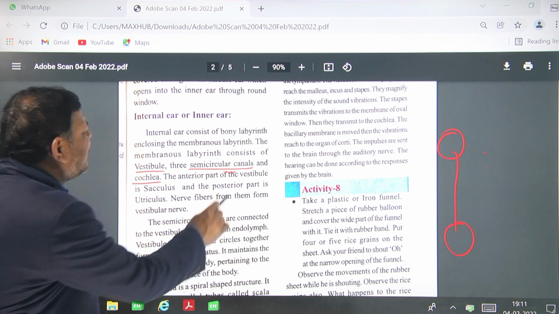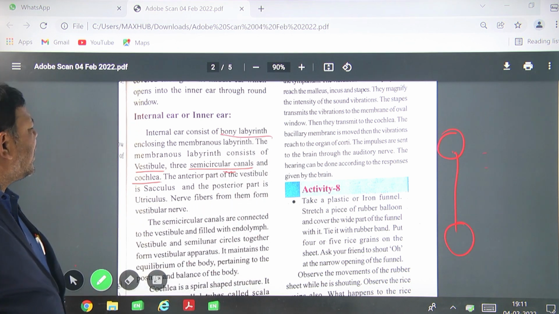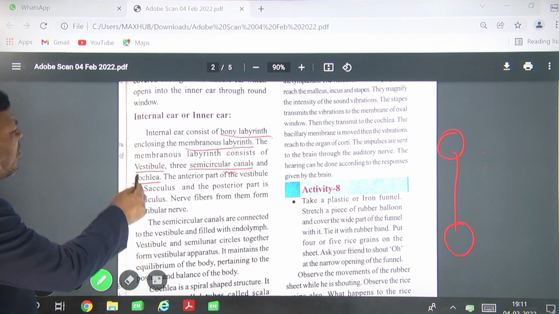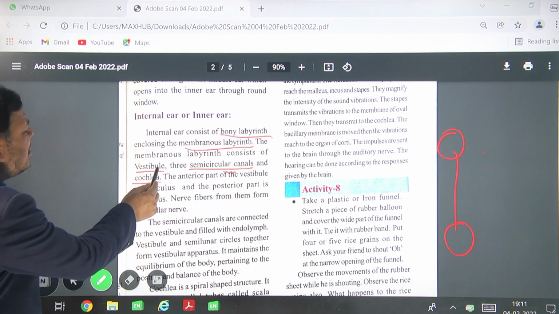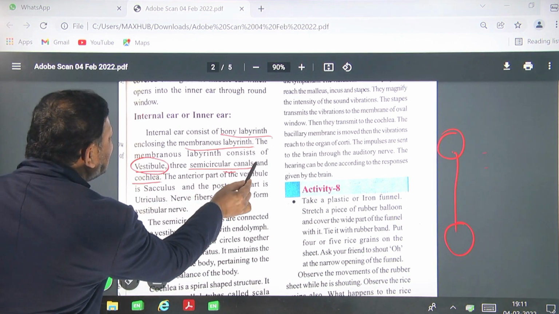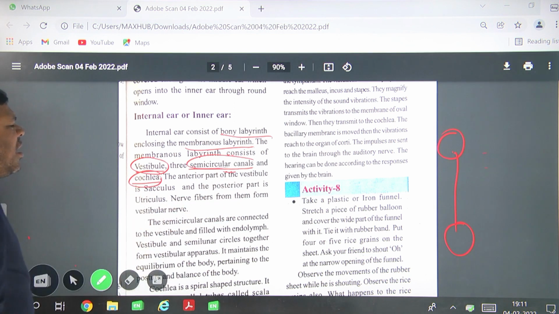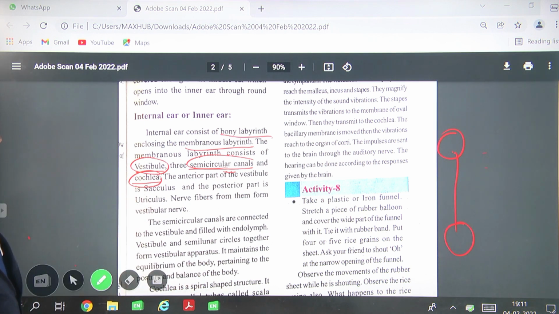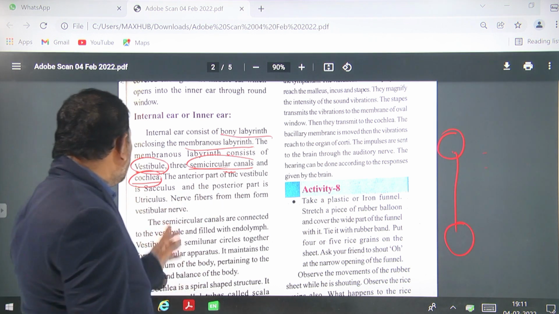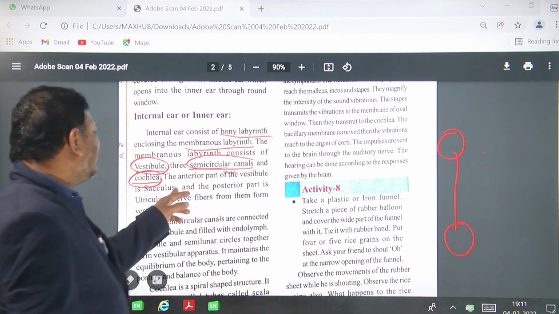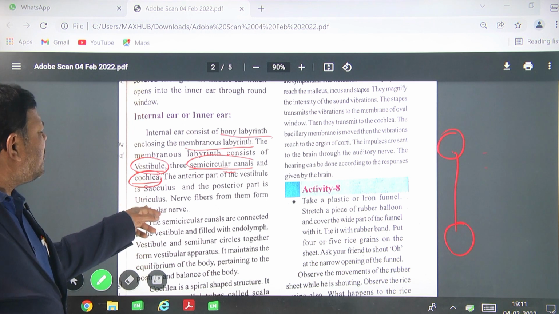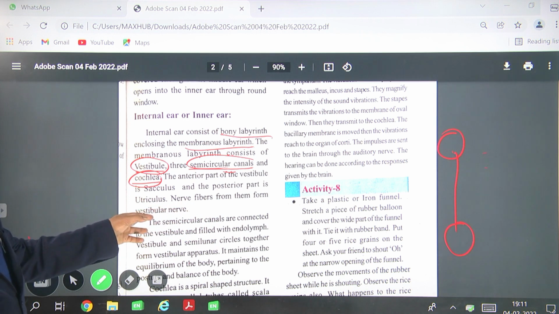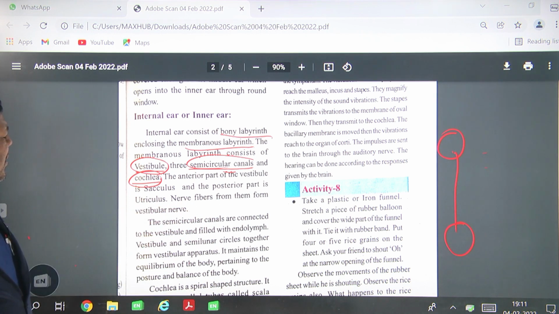The internal ear consists of the bony labyrinth, which encloses the membranous labyrinth. The bony labyrinth consists of the vestibule, three semicircular canals and the cochlea. The anterior part of the vestibule is called the sacculus and the posterior part is called the utriculus. The nerve fibers from them form the vestibular nerves.